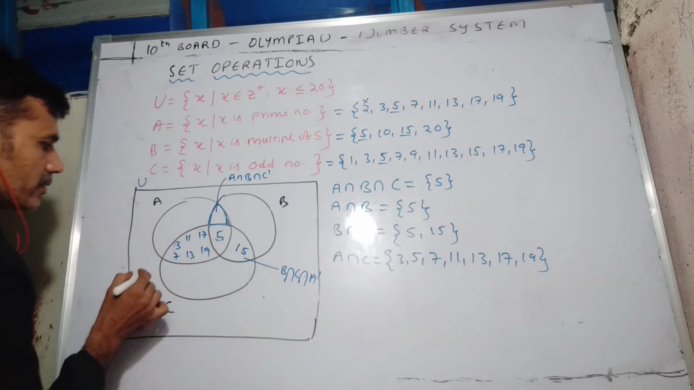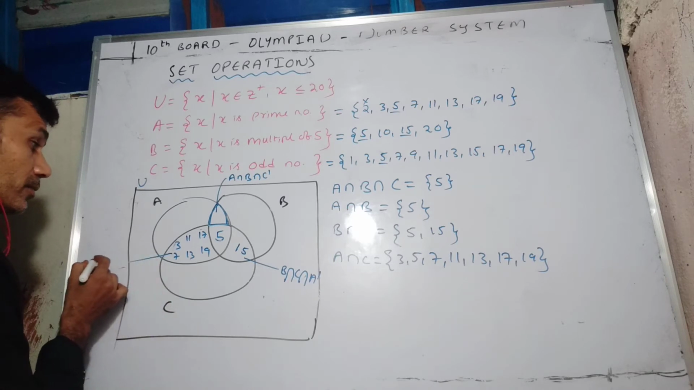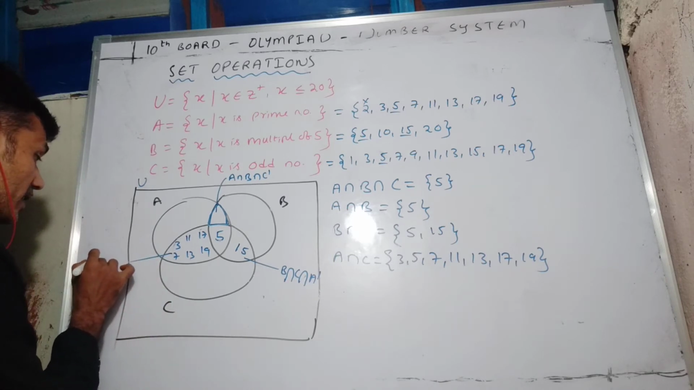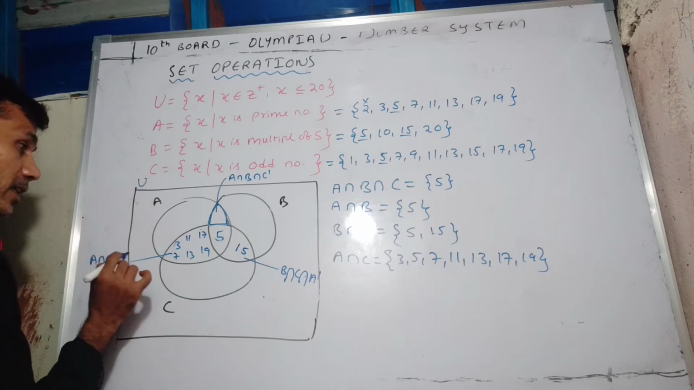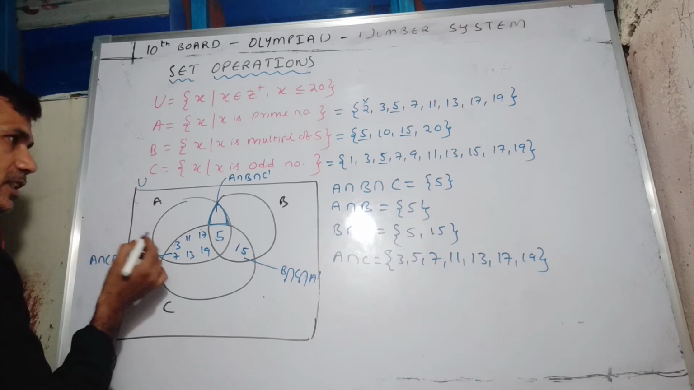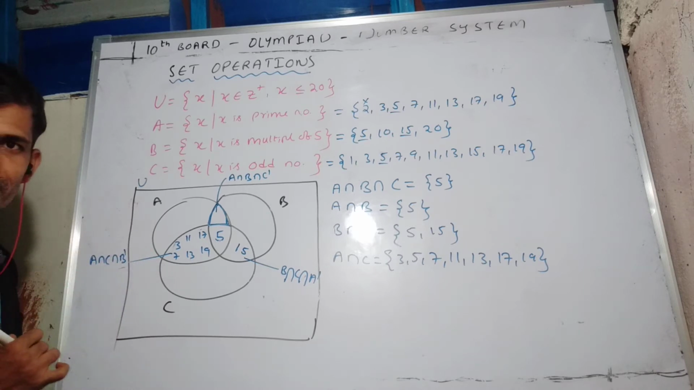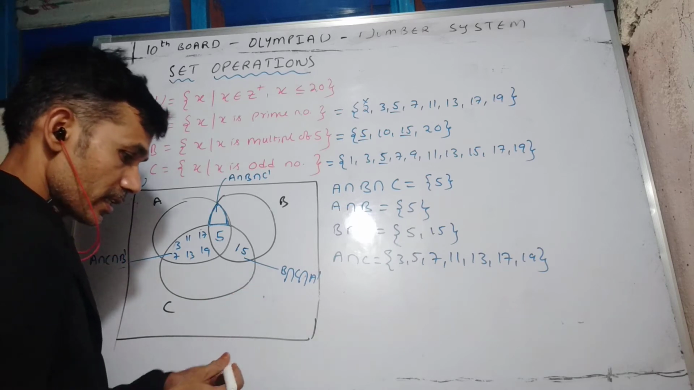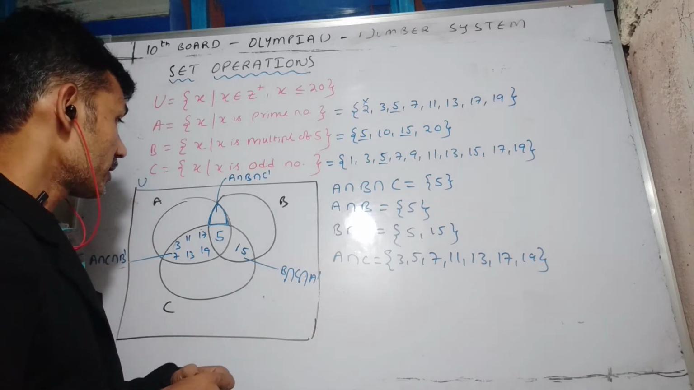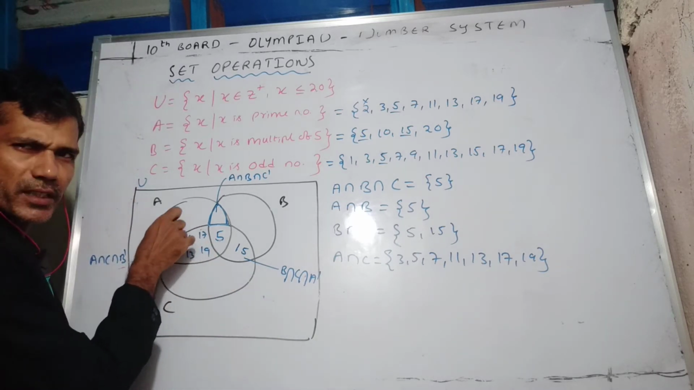Total 6 are there. This is A intersection C, which are prime and odd numbers but not multiple of 5. That means B dash. We can write like that. Next, C. Here cardinal numbers we can write and find the formula. Before that we will complete this Venn diagram.